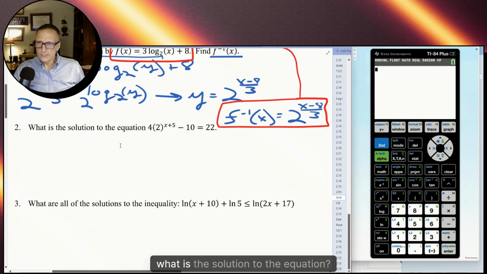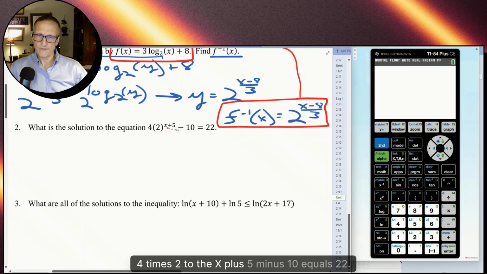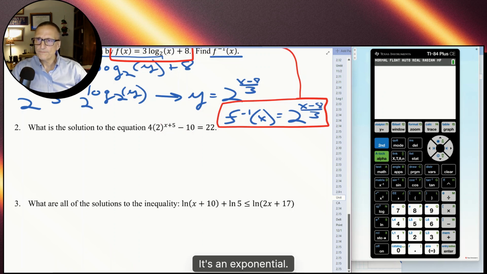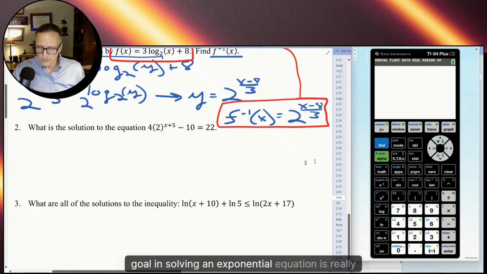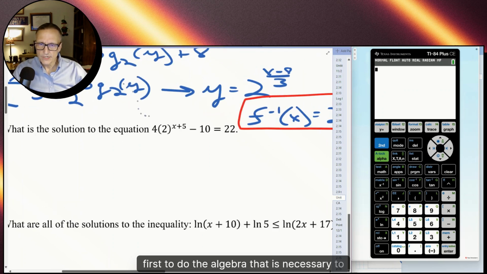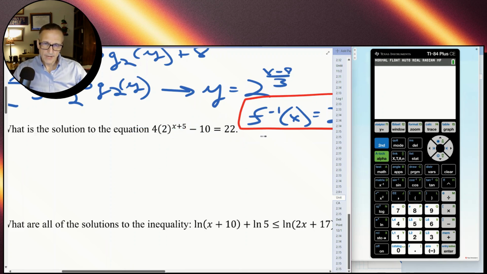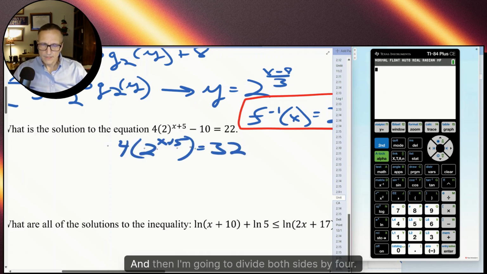It says, what is the solution to the equation 4 times 2 to the x plus 5, minus 10, equals 22? So I'm going to solve this for x. It's an exponential. My goal in solving an exponential equation is really first to do the algebra that is necessary to isolate the exponential portion. So I've got to get rid of the minus 10 and the 4. So that's going to come about by adding 10 on both sides, which will give me that. And then I'm going to divide both sides by 4.